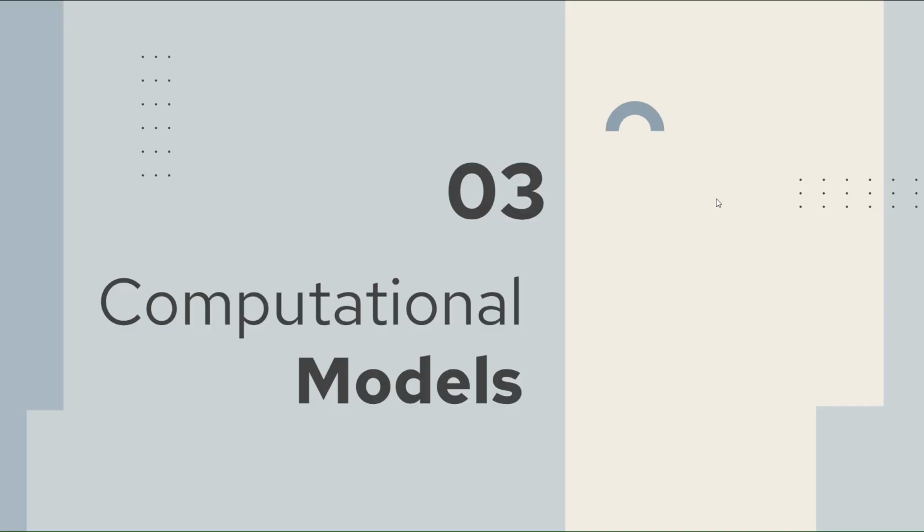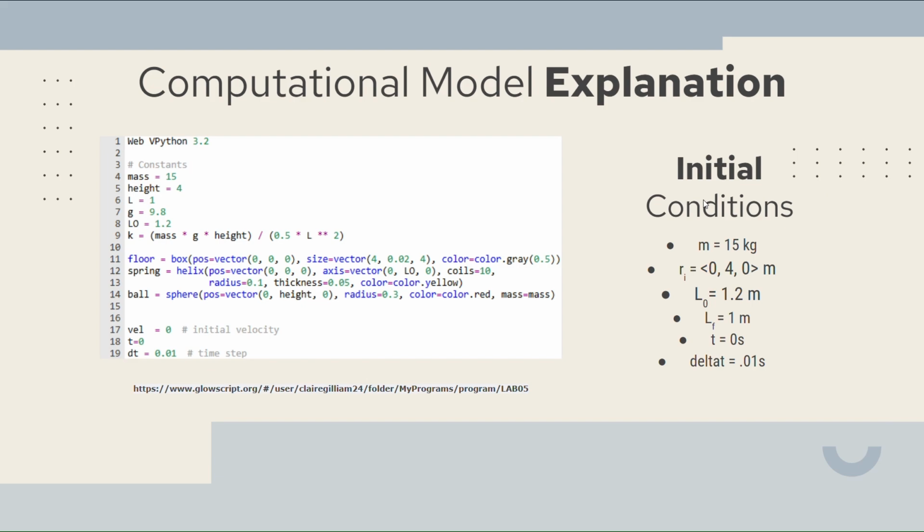Okay, next, looking at our computational model. First, our initial conditions from the problem introduced were that the mass of the ball is 15 kilograms, the initial position is just in the y direction at 4 meters, the initial length of the spring is 1.2 meters, the final length will be 1 meter as it's compressed, and then time, we're starting at 0, and our delta t, or dt, is 0.01, and that's going to be how we change the time.